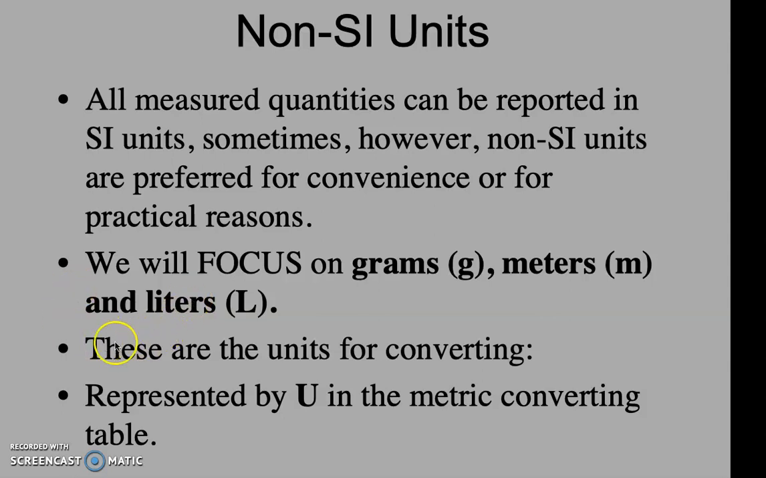These are the units for converting. Now, these three here, G, M, and L, are represented by a large capital U. So in the metric system, they lie directly under U. That's the column they would be in. When we do conversions later, when you look for the U, it's going to be a G, an M, or a big L underneath of it. And we're going to move the decimal.